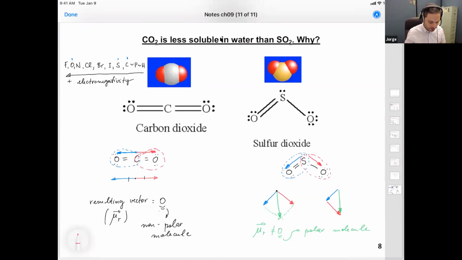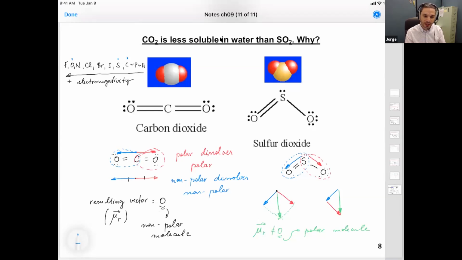What's the importance of determining the polarity of molecules? Polarity is strongly related with solubility. Polar molecules dissolve polar molecules, while non-polar molecules dissolve non-polar molecules. Okay, similar dissolves similar.